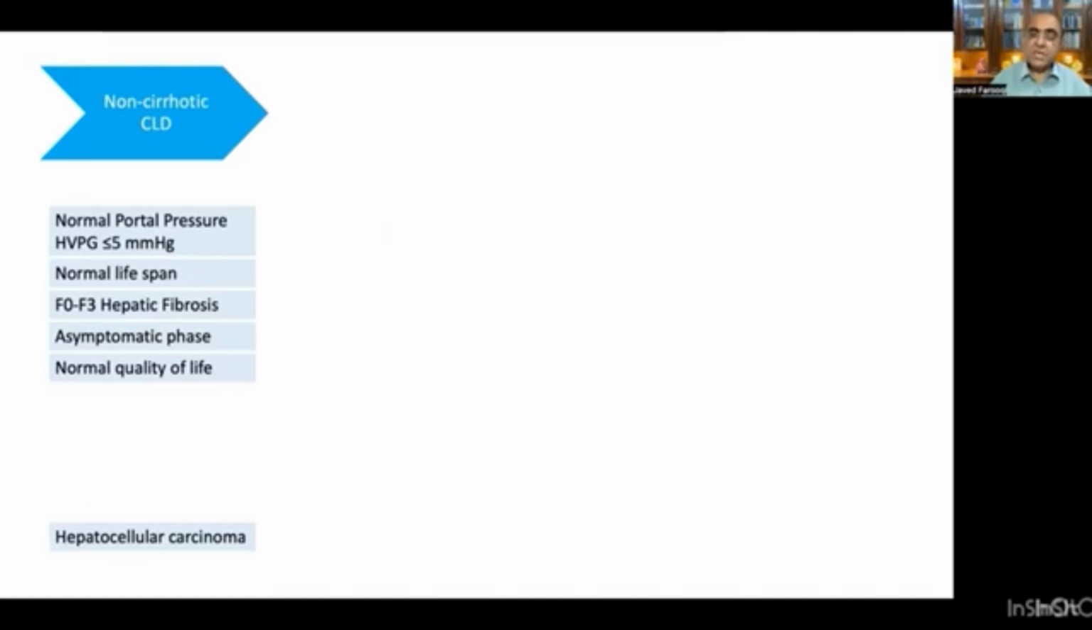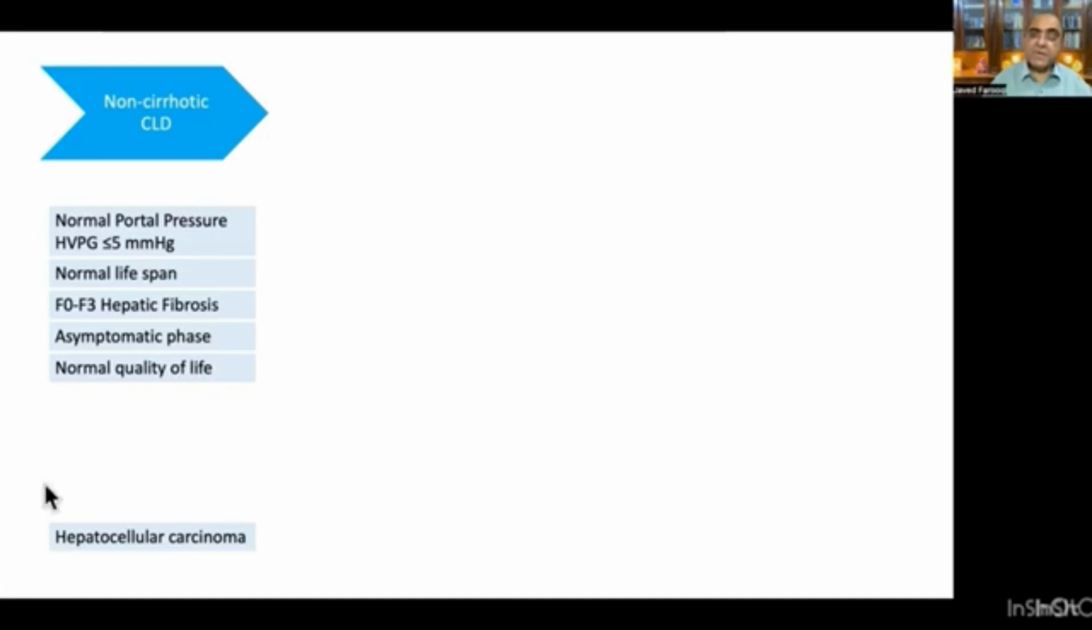Cirrhosis starts as a non-cirrhotic chronic liver disease. This is the first stage of the disease, characterized by normal portal venous pressure, which is less than 5 millimeter. The patient has a normal lifespan, and in the liver there may be no fibrosis, or the fibrosis may range from F1 to F3. This phase is asymptomatic, and the patient has a normal quality of life.